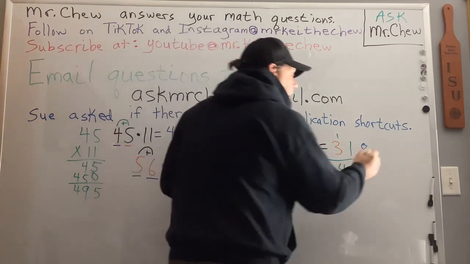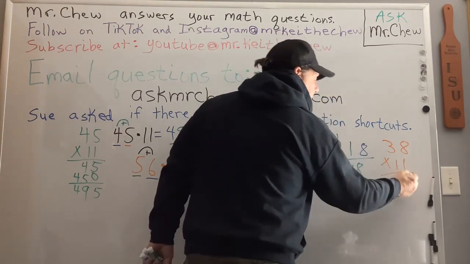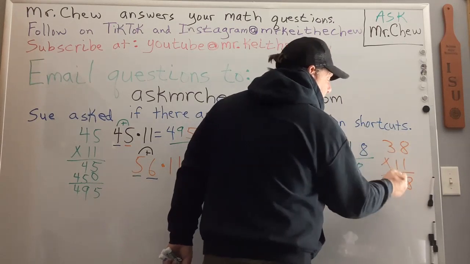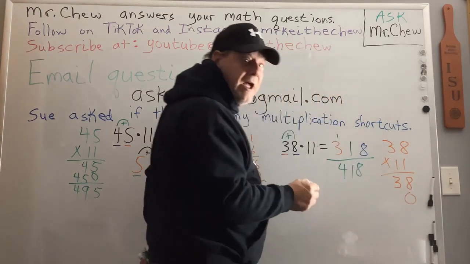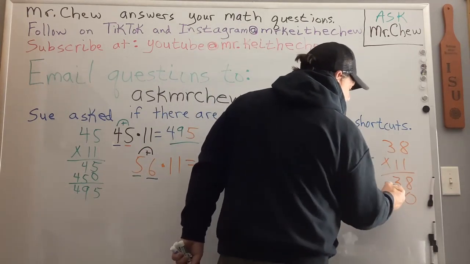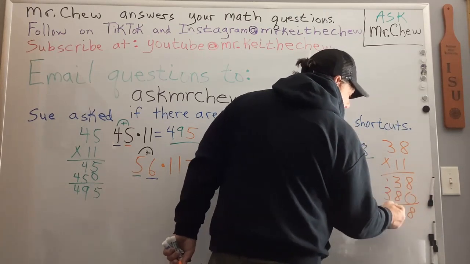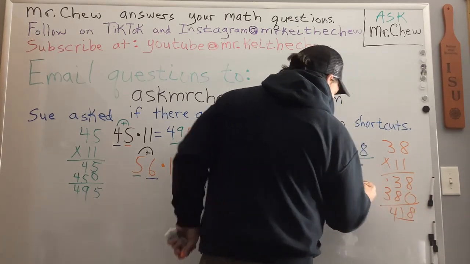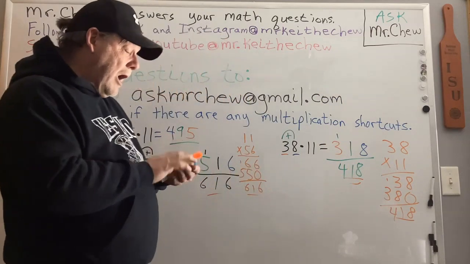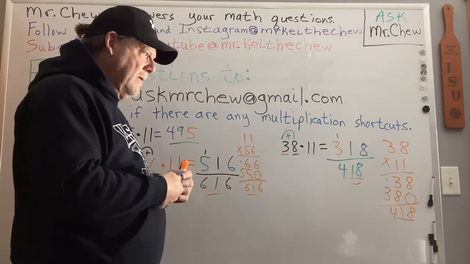Well, I don't know. Let's multiply them out. 38 times 11. 8 times 1 is 8. 1 times 3 is 3. I put a 0 down to hold that value. 1 times 8 is 8. 1 times 3 is 3. Carry the 1. 418.